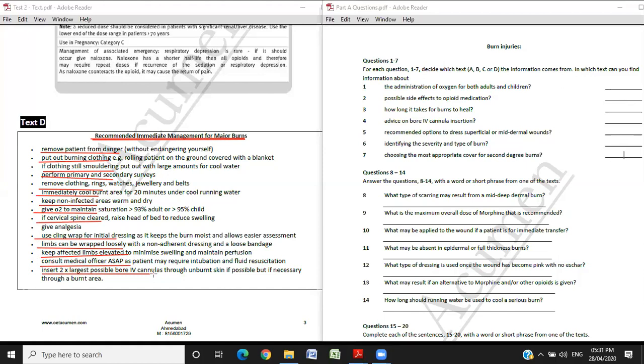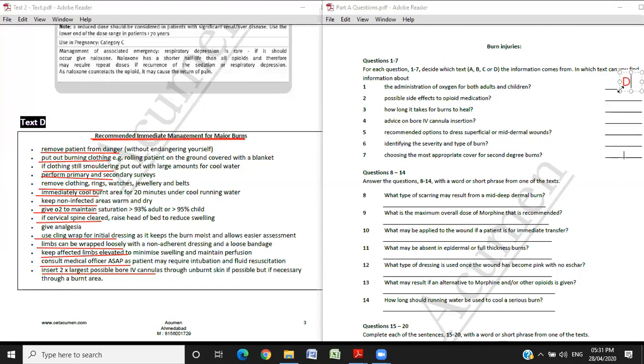So now can we match this text with 1 to 7? Which questions are matching with text D? Yeah, 1, definitely 1, because it says administration of oxygen. Yeah, this is why skimming is very, very important.